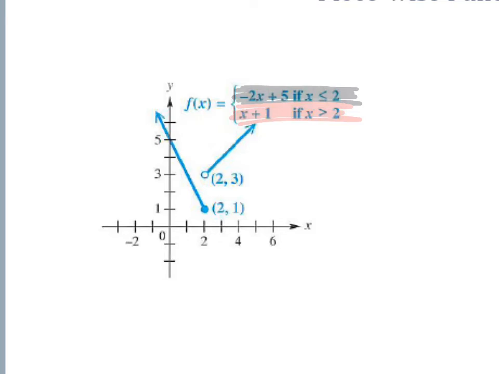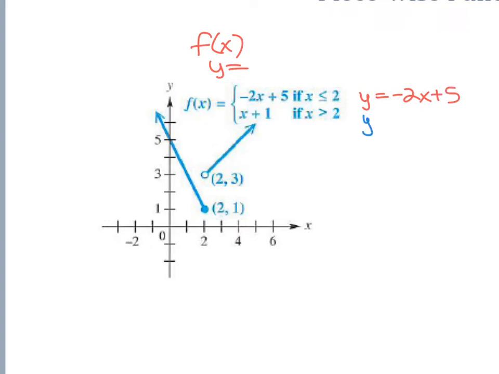So this is why it splits my graph into two different things: on the left side where the numbers are 2 or less, and it'll be a different graph when they're greater than 2. So let's see this. These are both linear equations. So if you remember that f of x, again, is a fancy way of saying y equals. This one is really y equals -2x plus 5. And then this one could be y equals x plus 1.